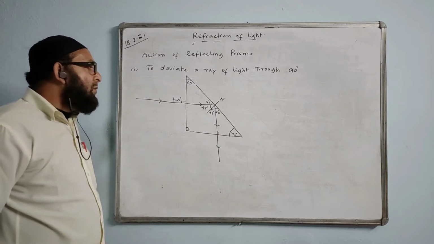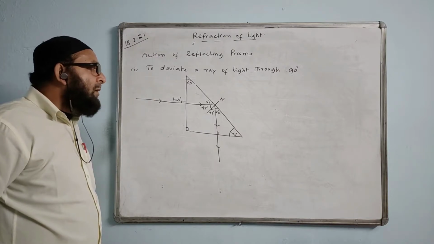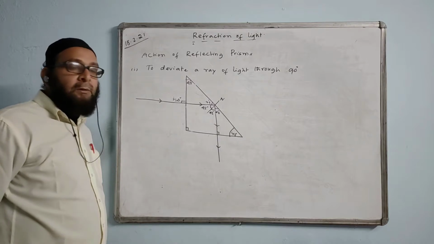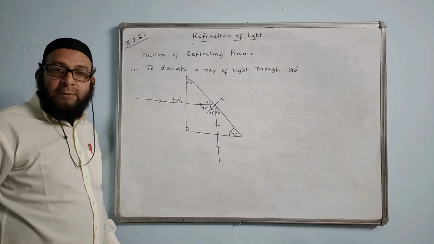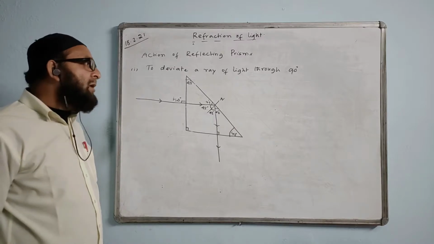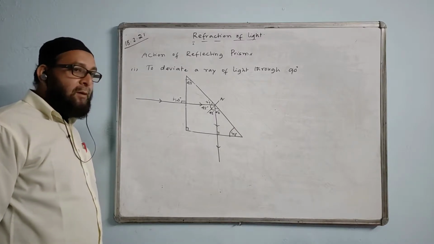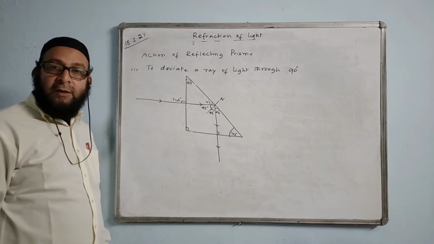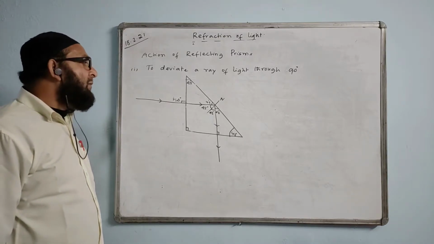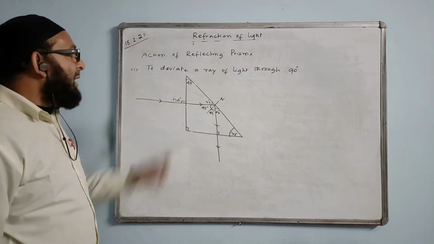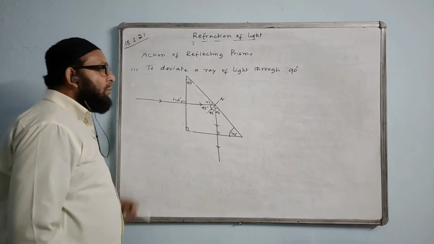So, the question will come, where do we use this action of the prism? We say this action of the prism is used in a periscope. I think in class 9 you have done the periscope. It is used by a submarine to see an overhead object, an object which we cannot see directly. We will be able to see it with the help of a periscope. So this action of the prism is used in a periscope.